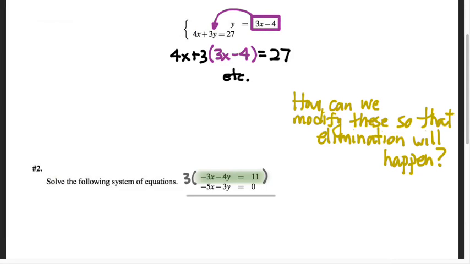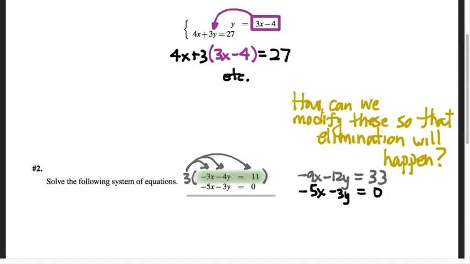So if I multiply by 3, so let's try it. That's going to give me the equation negative 9x minus 12y equals 33. And then in my second equation, I'm going to have minus 5x minus 3y equals 0. And if there's any doubt as to whether we're ready for the rest of our elimination process, let's just try adding these equations together and seeing what we get. On the right-hand side, I'm going to get 33. On the left-hand side, I'm going to have negative 14x minus 15y.